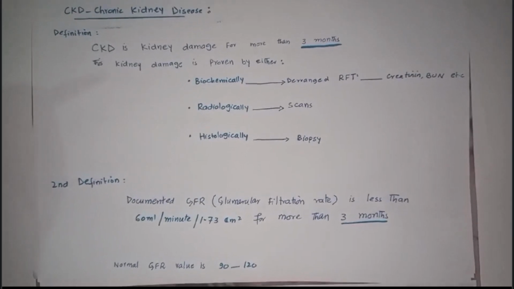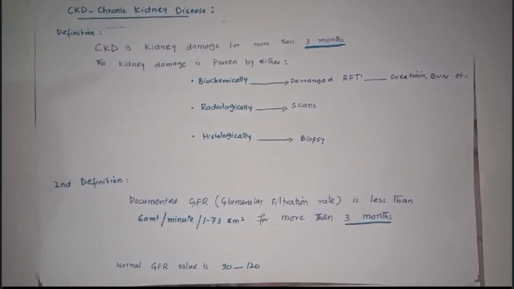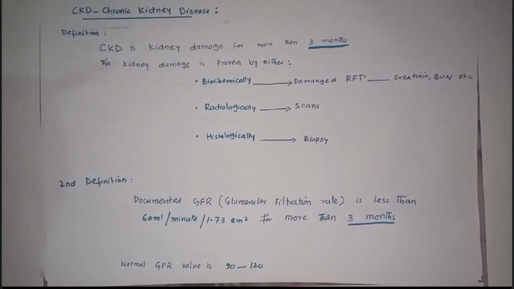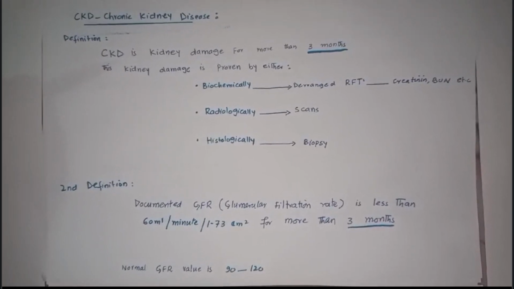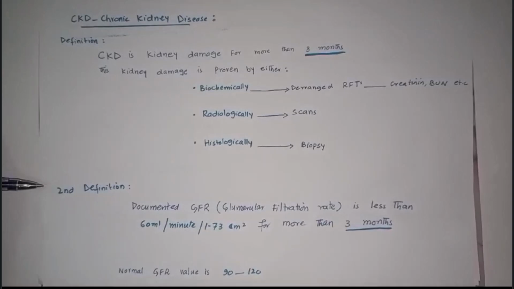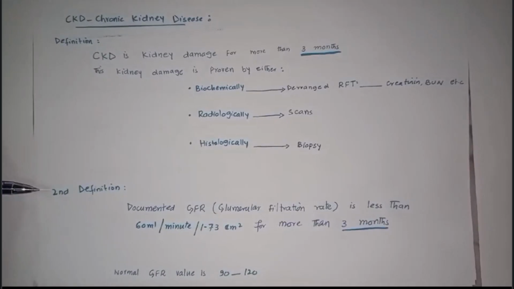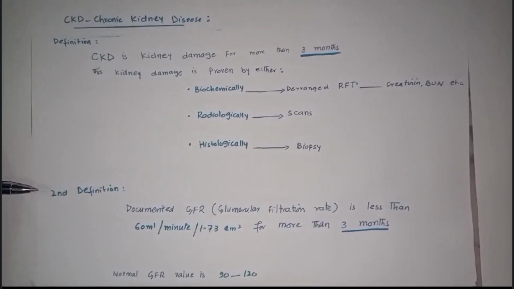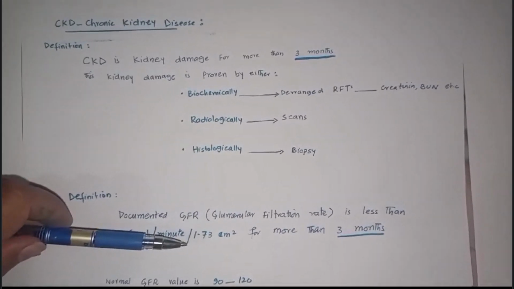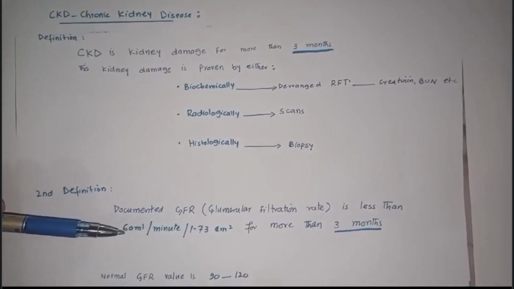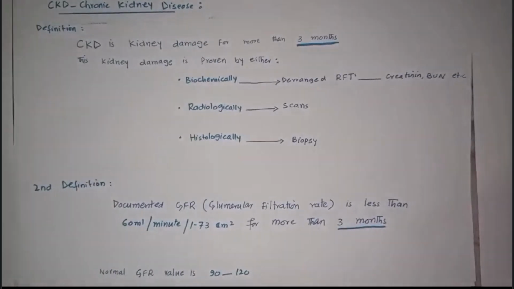In RFTs, usually we do creatinine and blood urea nitrogen, or radiological tests like kidney scans, and or histological tests like biopsy. The second definition of chronic kidney disease is documented glomerular filtration rate less than 60 milliliter per minute per 1.73 meter square for 3 months. Please note normal GFR value is 90 to 120.